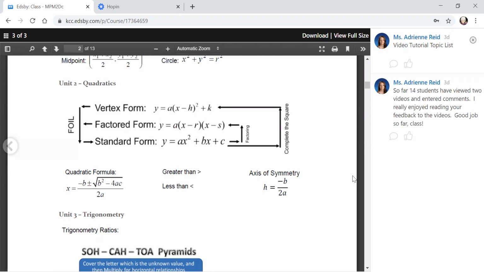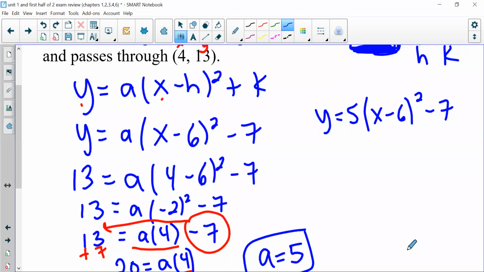So take a look. I just opened up the formulas that I'm going to give you guys. This is in your review package. How do you get into standard form? It doesn't matter if it's vertex form or factored form. How do I get into standard form? You're gonna FOIL. Exactly. So I'm going to FOIL and do BEDMAS.